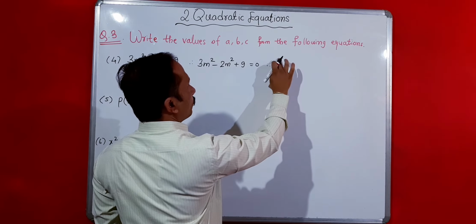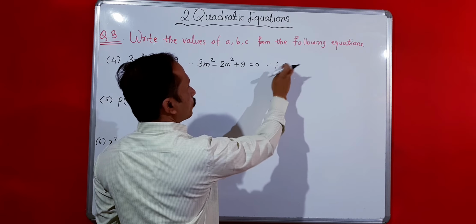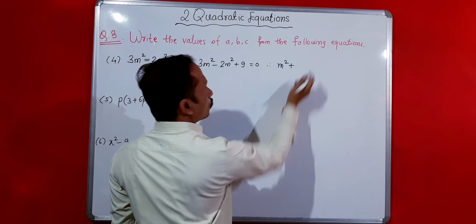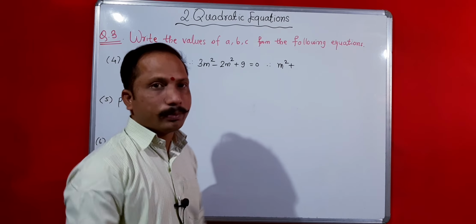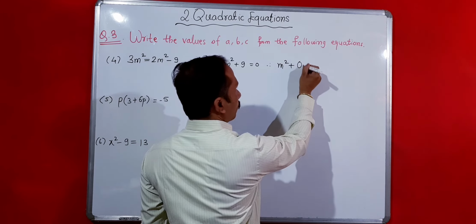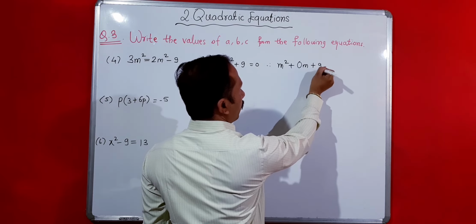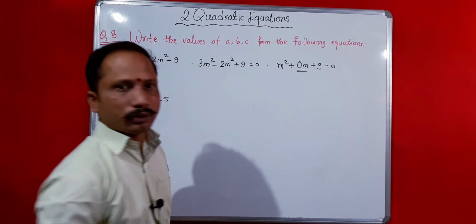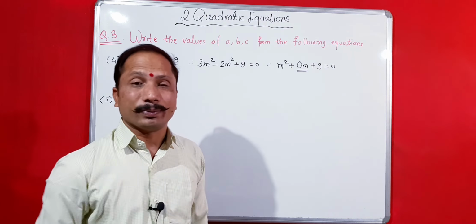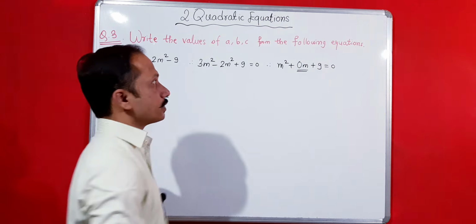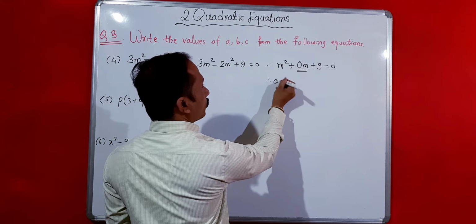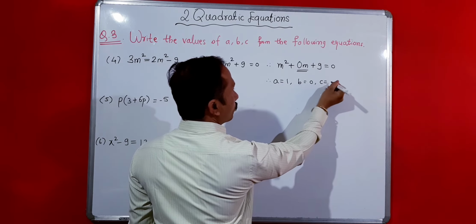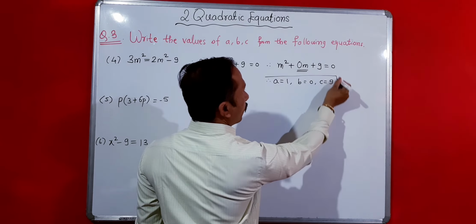3m square minus 2m square, it is m square, plus 9. The value of m is not given, so 0m, and plus 9 is equal to 0. If the value of any factor is not given, then you have to add 0 at the place of that particular factor in the quadratic equation. Therefore a is equal to 1, b is equal to 0 and c is equal to 9. You have to find the values like this.